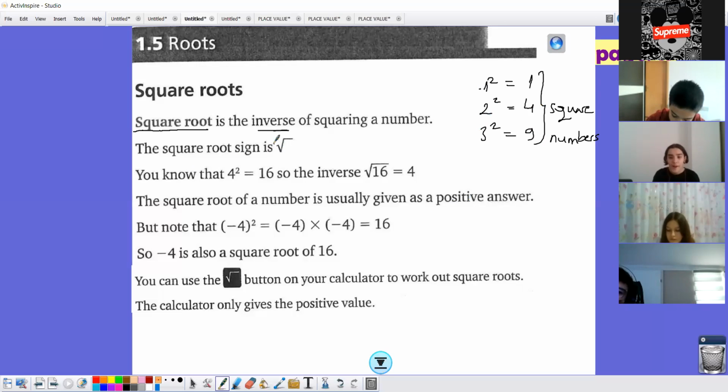Okay, so this is the sign for square root that we are using. You know it, I think that we studied last year. So see here, if I remember, 4 square is 16, so the inverse, square root of 16, will be 4. Okay? So write these 3 sentences first.